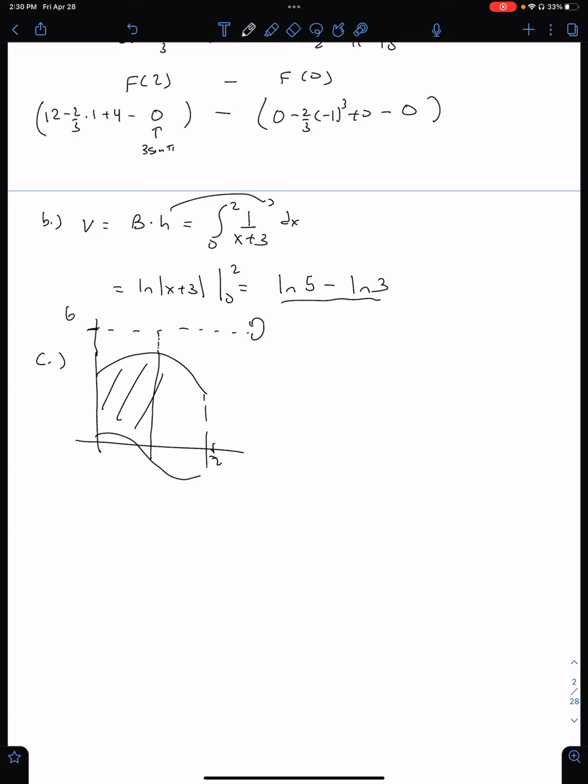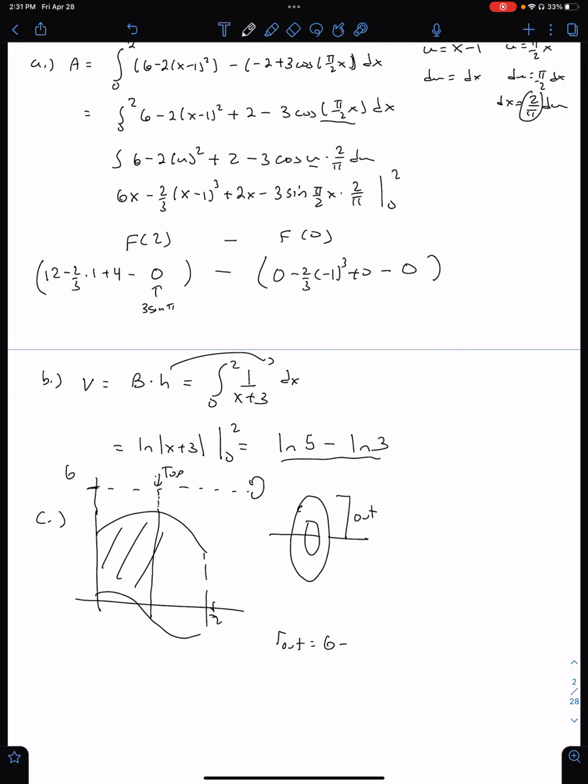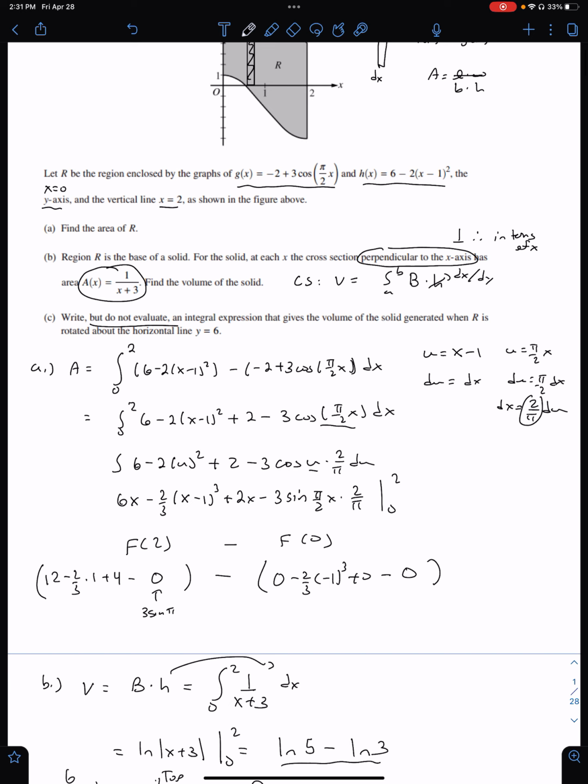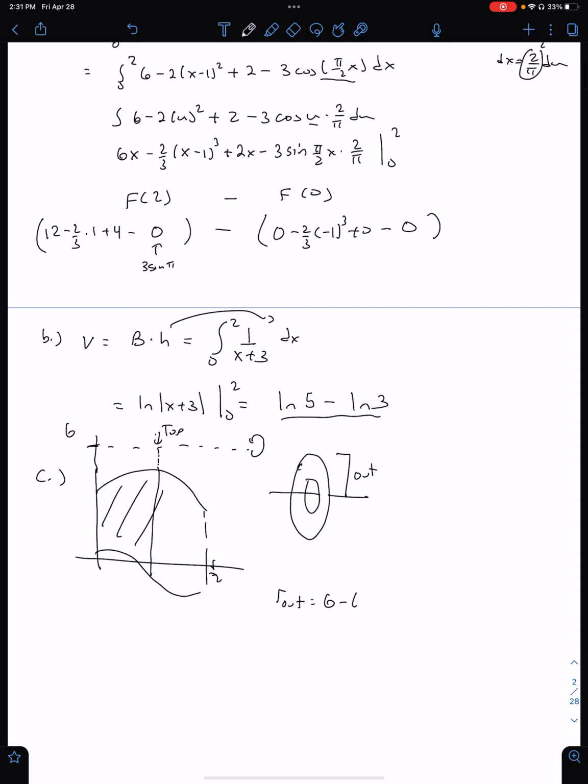So setting up this one, we have our washer. What we need to find is our outside radius. And I can do that really quickly by taking the top, which is at 6, there's my top, minus the very bottom, which was our sine function. And that was this function right here, g of x. So that was 6 minus negative 2 plus 3 cosine pi over 2x right there.